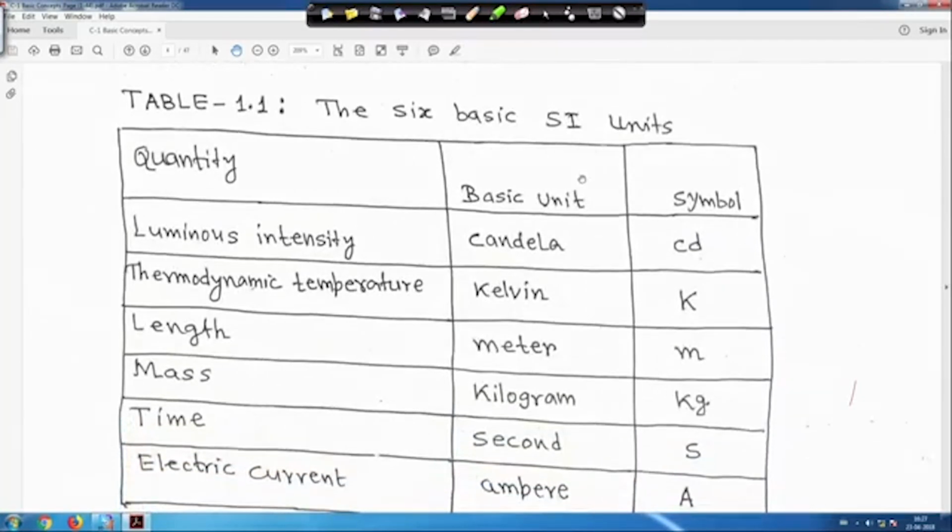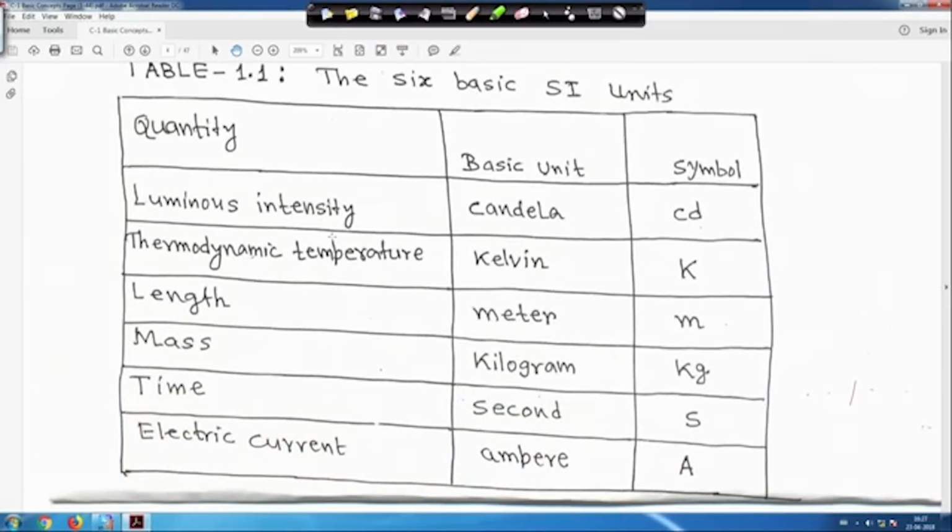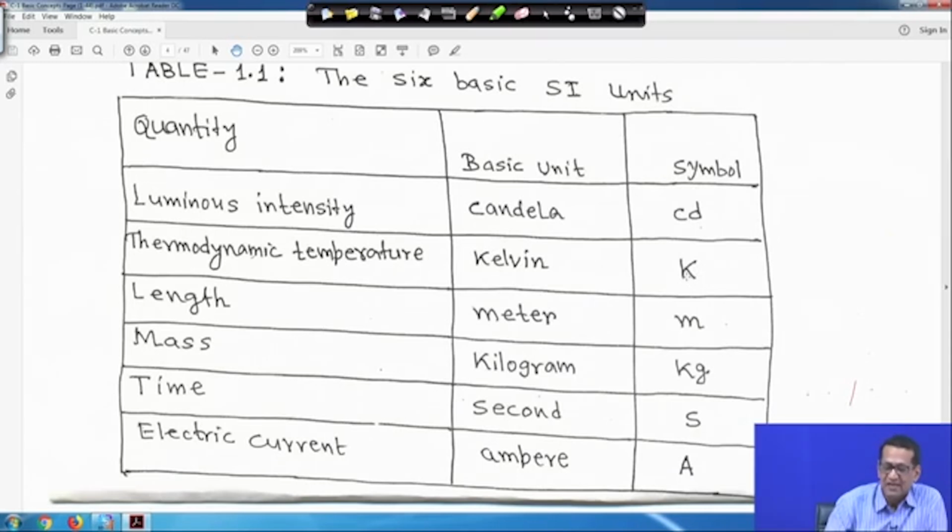The 6 basic units are: luminous intensity, candela, symbol cd; thermodynamic temperature, Kelvin, symbol K; length, meter, symbol m; mass, kilogram, kg; time, second; and electric current, ampere, A. These are the 6 standard international SI units, from which others can be obtained. It should be in your mind.